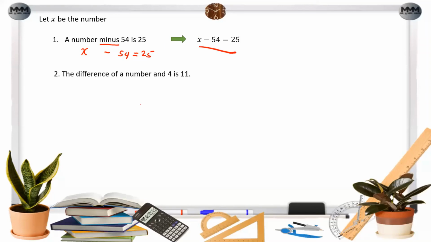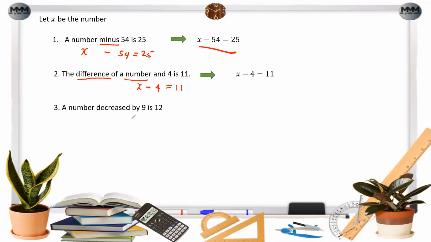Next, the difference of a number and 4 is 11. The answer is x minus 4 is equal to 11. We're using here difference. Difference means we're going to subtract, and the symbols should be in order. So we start from a number x, difference minus, then we have 4 is 11.